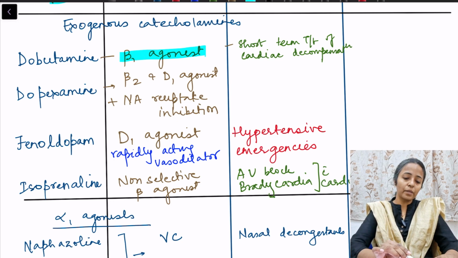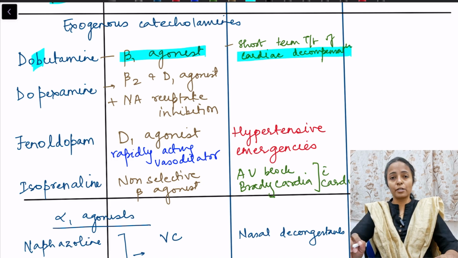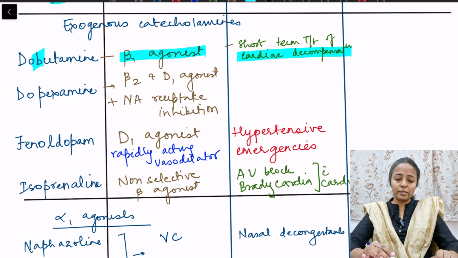So dobutamine is a beta 1 agonist, and it is used for short-term treatment of cardiac decompensation which follows myocardial infarction or cardiac surgery. This dobutamine acts for a very small time, 1 to 2 minutes. So, since it is a beta 1 agonist, very short-term treatment of cardiac decompensation. Cardiac decompensation means that despite the compensatory mechanisms, the heart is not able to pump properly. So, for a very short time, this dobutamine can be used for stimulation of the heart after MI and after cardiac surgery. Then we have dopexamine, which is a beta 2 plus D1 agonist.